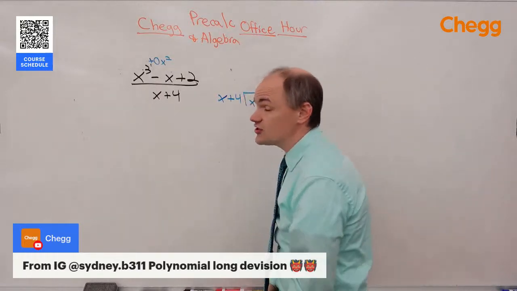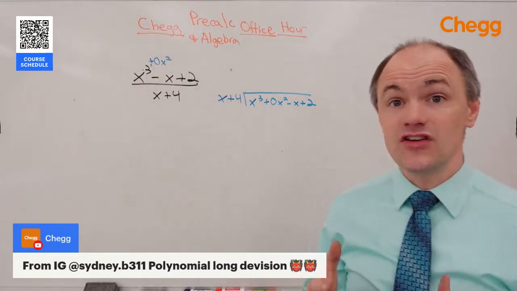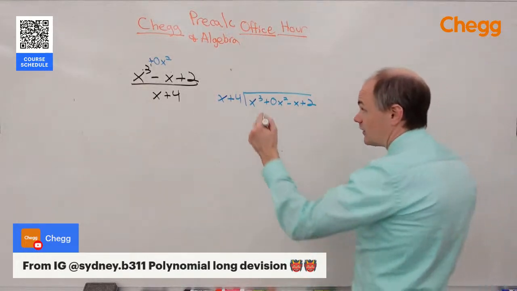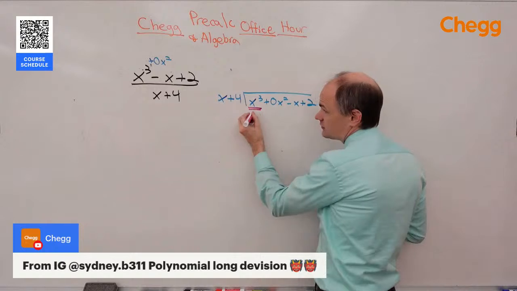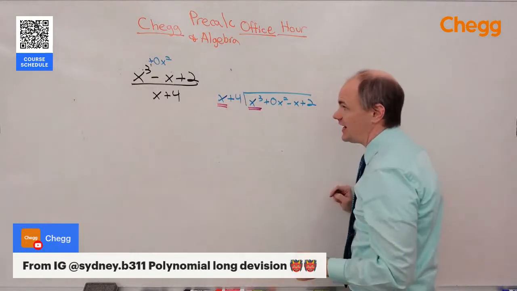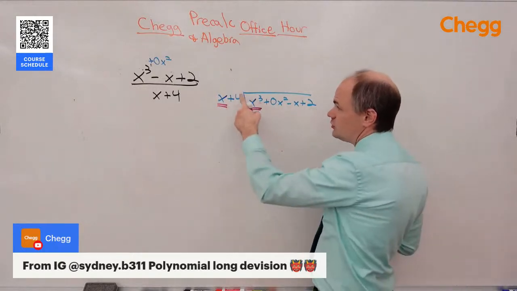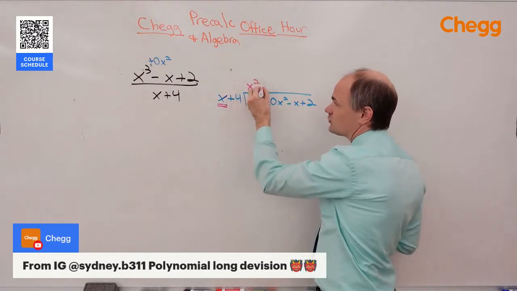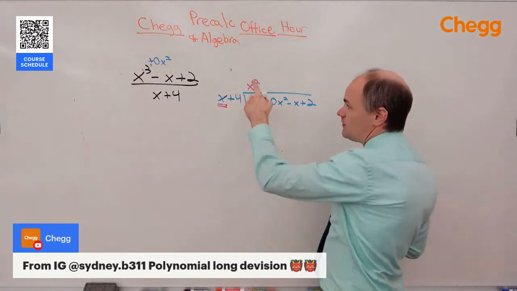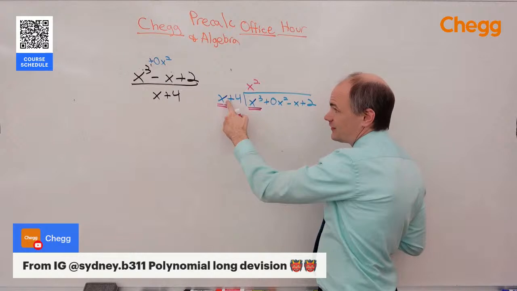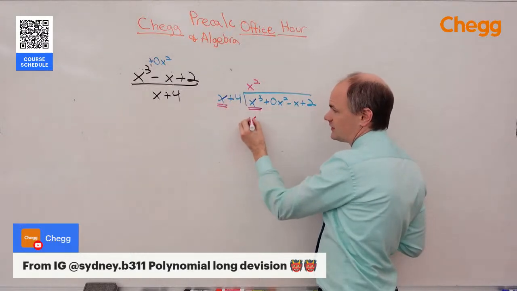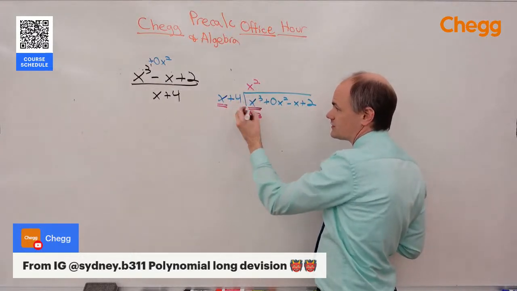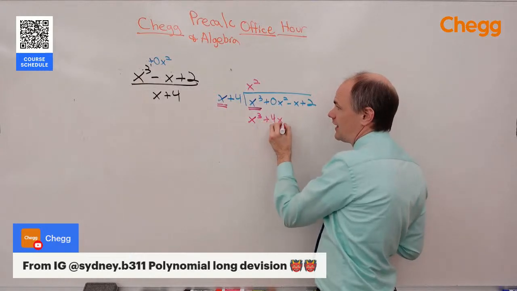And long division is actually going to work exactly like you learned long division back in grade school. We're going to take this front term of x cubed and we're going to divide out an x. When we do that, x cubed divided by x leaves us with x squared. Then we multiply that number by what's out front. x squared times x is x cubed, and x squared times 4 is 4x squared.